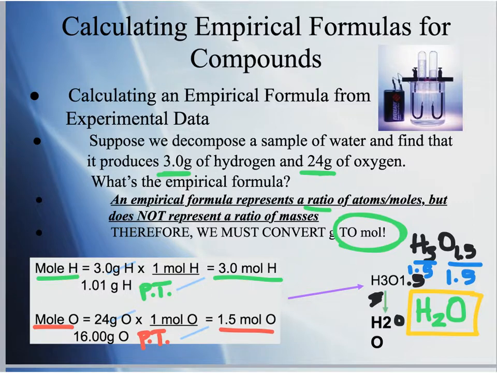So that's how that works. So again, first step is to go from grams to moles. Second step is to put that into a beginning chemical formula. Third step is to divide those subscripts. Okay, if they're not whole numbers, divide by the lowest of them. So in this case, it was 1.5. And then fourth step, just reduce that down to our lowest whole number ratio, H2O.